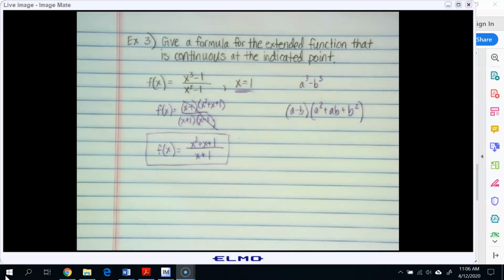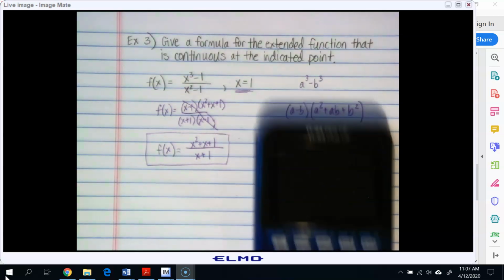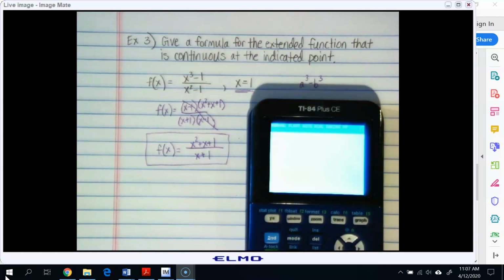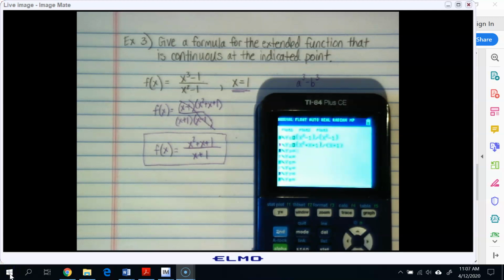To prove that's the case, I'm going to show you on my calculator how we could double check ourselves. I'm going to graph these. I know it might be a little hard to see, but in the top y equals, I have the original function, x cubed minus 1 divided by x squared minus 1. And in the second spot, I have my extended function that should make it continuous. I'm going to graph these to show you that they are the exact same graph. Although there's one problem with graphing it, and that is you can't really see holes on the graphs on your calculators. So I can see these graphs are the same. They graph right on top of each other.